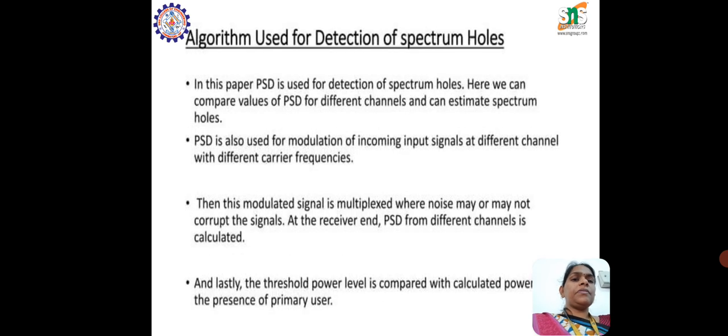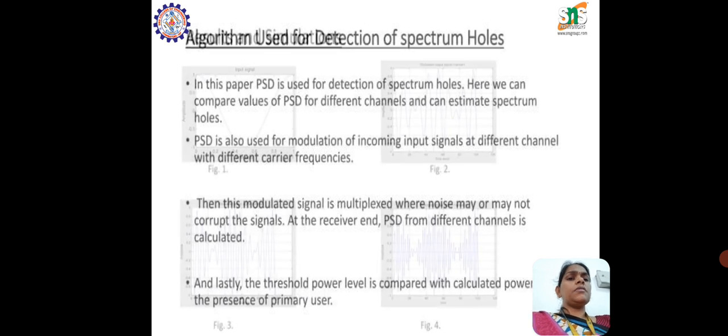Next is the algorithm used for detection of spectrum holes. Here the detection of spectrum holes compares the different channels to estimate the spectrum holes, and it uses modulation of the incoming input signal at different channels with different carrier frequencies, and this modulated signal is multiplexed, where noise may or may not corrupt the signal at the receiver end, and also the threshold power is compared with the calculated power in the presence of the primary user.